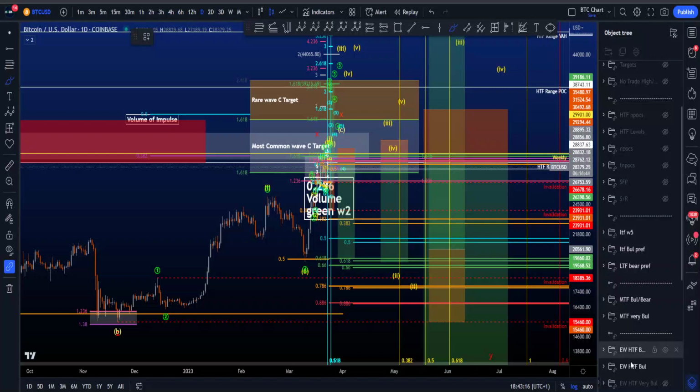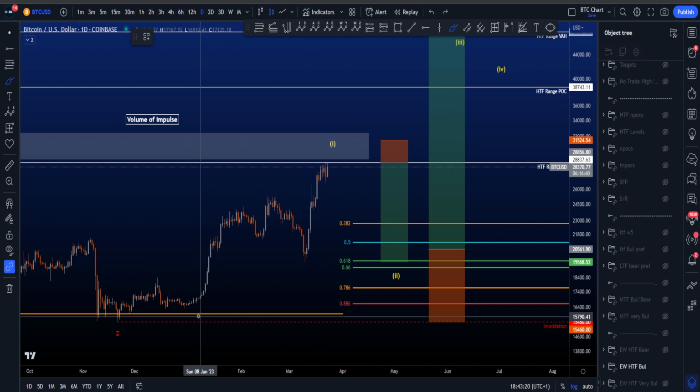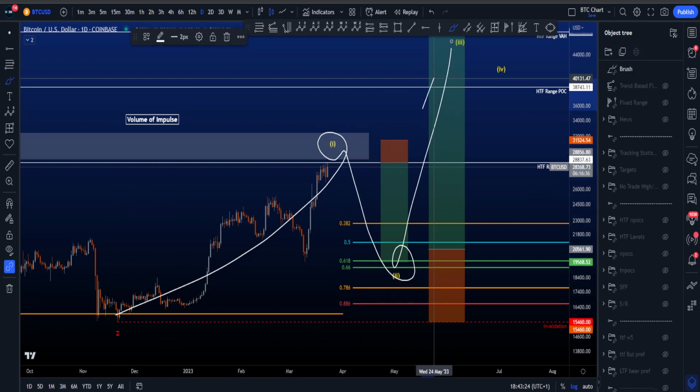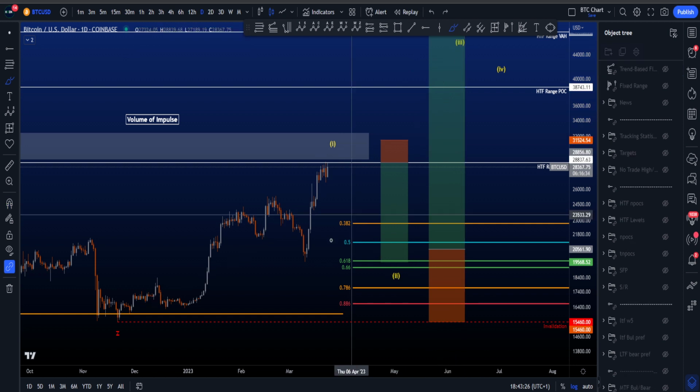Hi everyone, let's go through my high time frame, medium time frame and low time frame scenario, starting with the bullish high time frame scenario, where this is currently a wave 1 followed by a wave 2, and then we would expect a big move to the upside for wave 3.